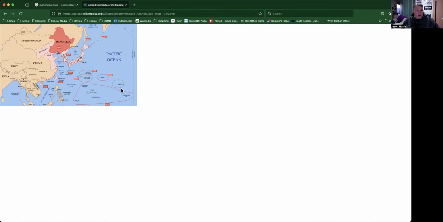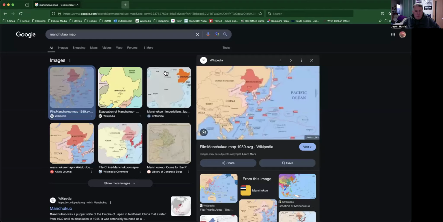But anyway, here's Japan, Korea, Mukden, Port Arthur is the big port. Here's China, Mongolia, and of course Peking, which is now Beijing, way up here. So it's up near the capital, and they want to take over all this. Up here is Russia.